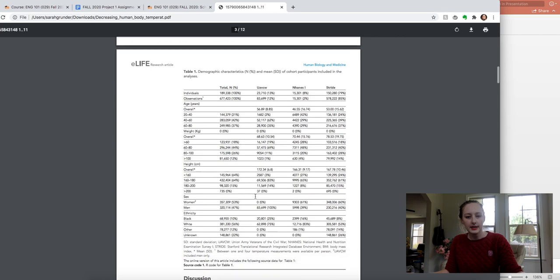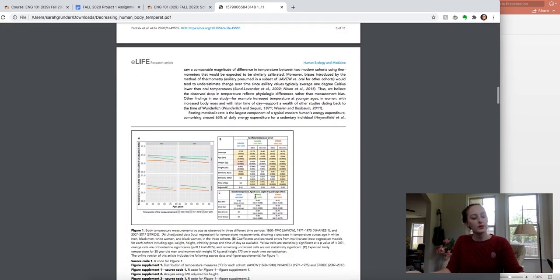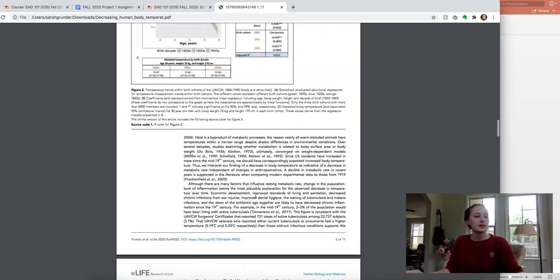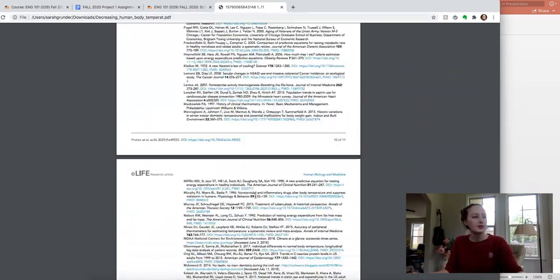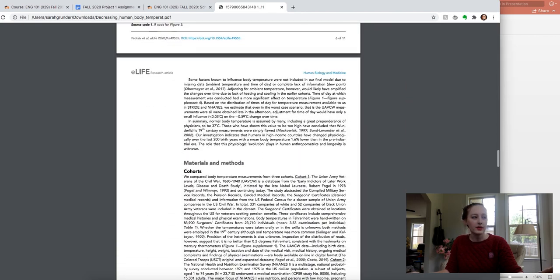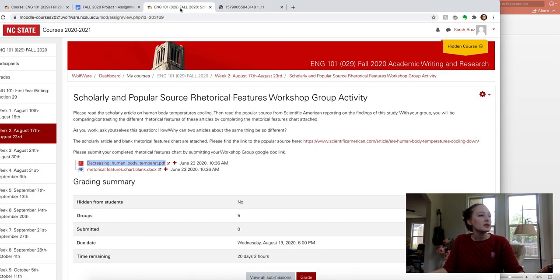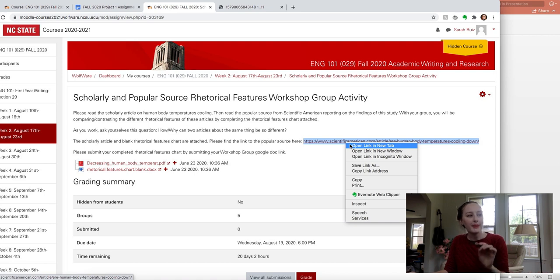You can skim it. You don't have to read all the data here. I just want you to gain an understanding of the differences between scholarly and popular sources. So just skim through it. I don't expect you to read it. I'm not going to quiz you on it because I don't know what methods they use. So just skim it.